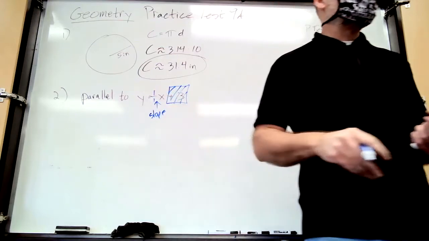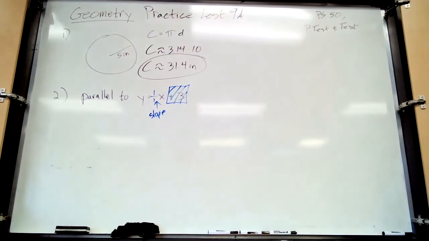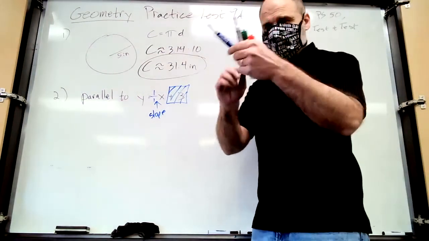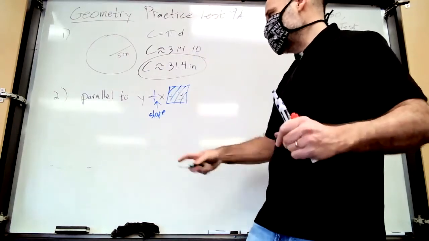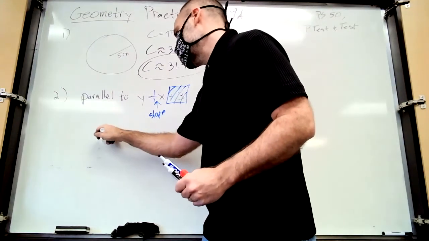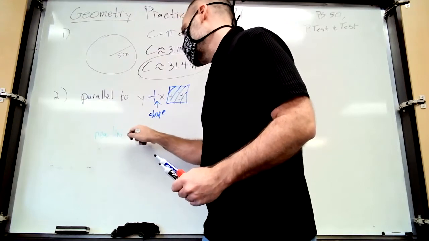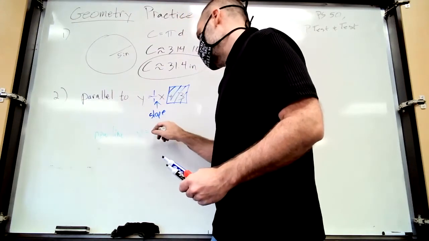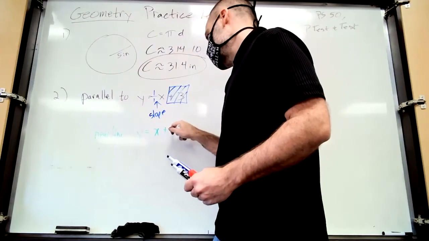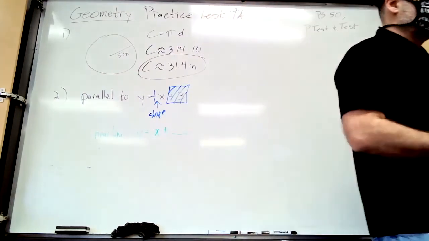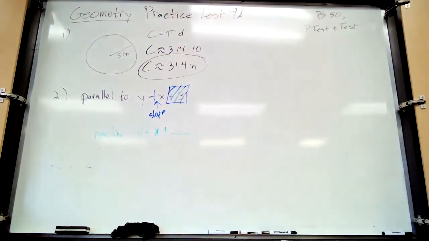And slope is rise over run, so write it as a fraction. Our new line has to be parallel to this. So our new line is y equals 1x plus something. It's not going to be 3, because if it's parallel, it's not going to be on top of it. Now, how do we figure out what that number is?